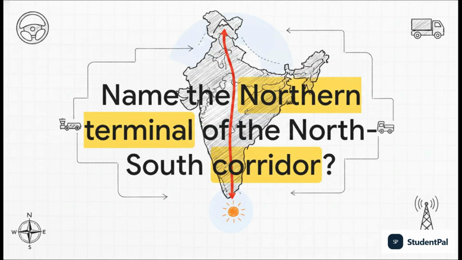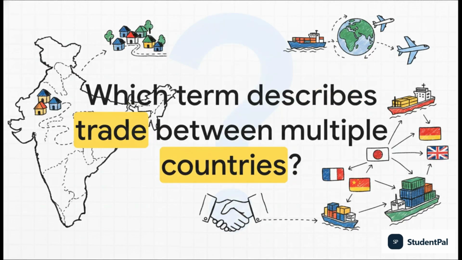Okay, let's test that map memory of yours. What is the northern terminal of the North-South corridor? Think back to that map of the superhighways we analyzed a few minutes ago. The red line links the very top of India to the very bottom, right? Which makes Srinagar in Jammu and Kashmir the northern terminal. One last question for you. Which term is used to describe trade between 2 or more countries? Well, if local trade is within villages and national trade is within the country, then trade across country borders has to be international trade. Option B.